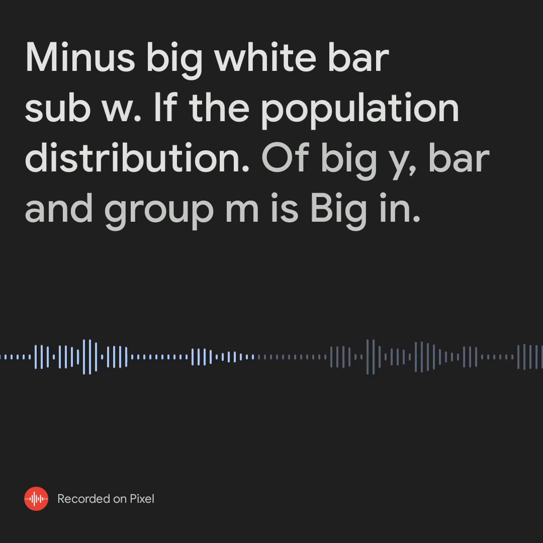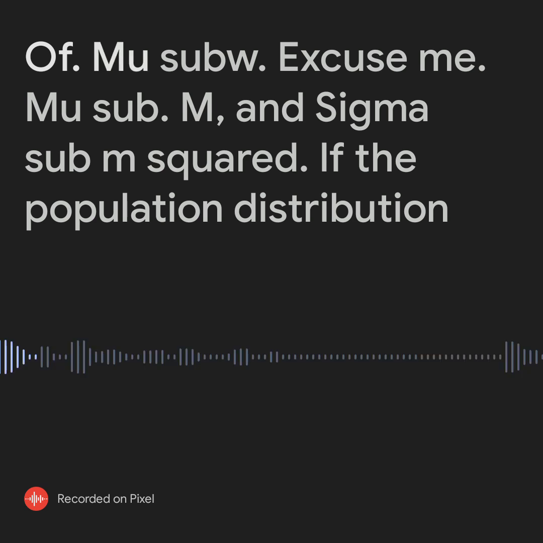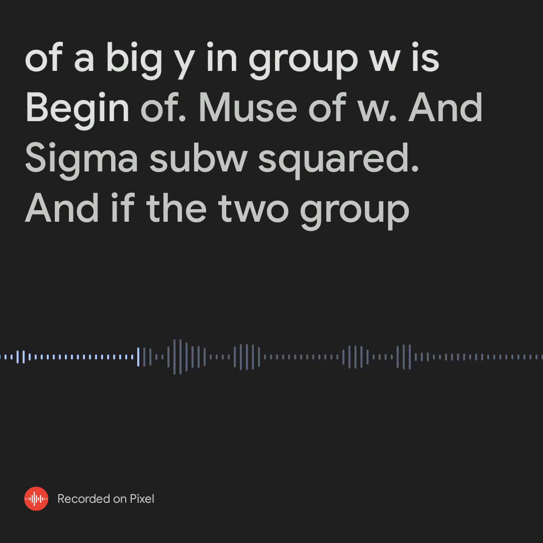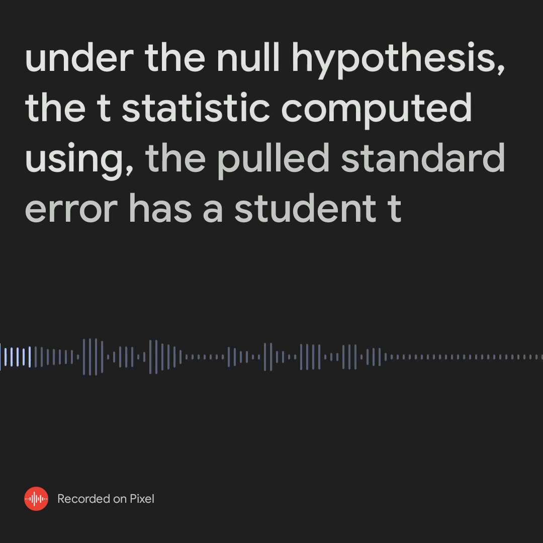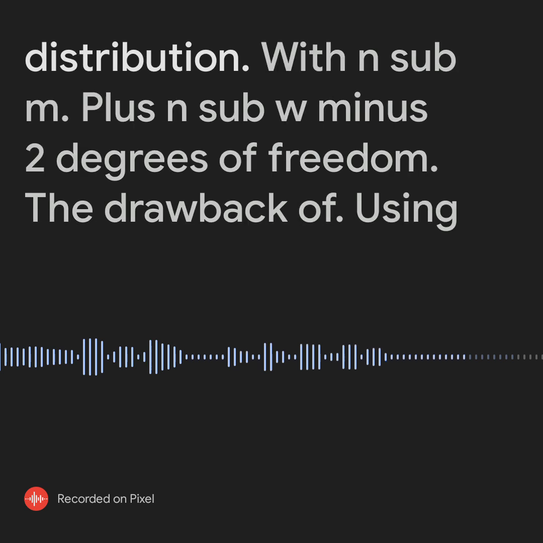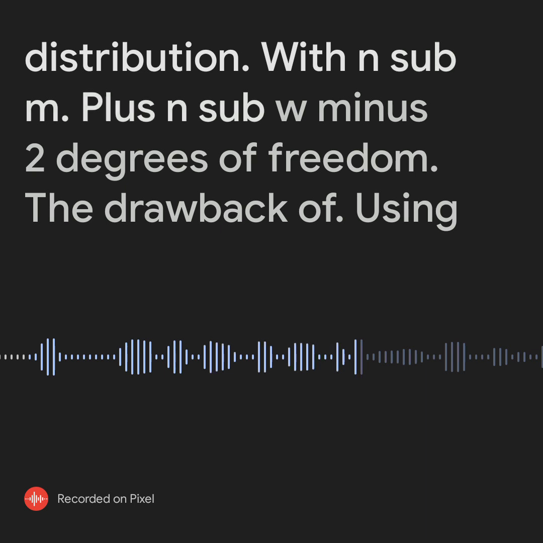If the population distribution of big Y in group M is big N of mu sub M and sigma sub M squared, if the population distribution of big Y in group W is big N of mu sub W and sigma sub W squared, and if the two group variances are the same, that is sigma sub M squared equals sigma sub W squared, then under the null hypothesis, the t-statistic computed using the pooled standard error has a student t-distribution with N sub M plus N sub W minus 2 degrees of freedom.